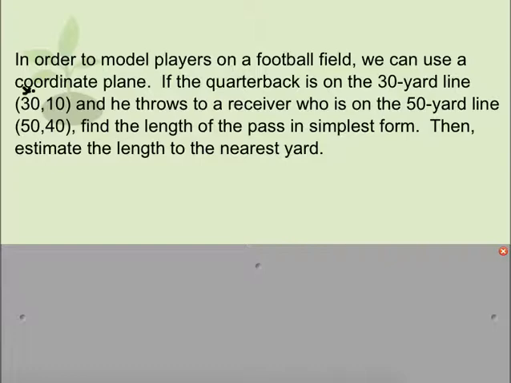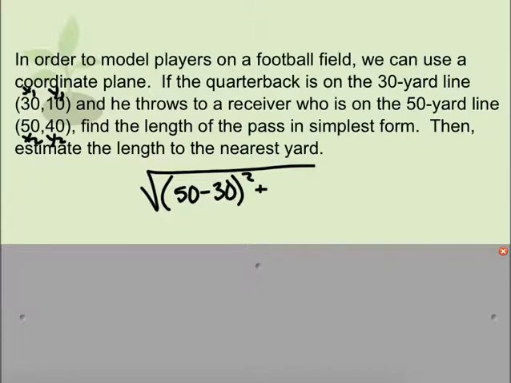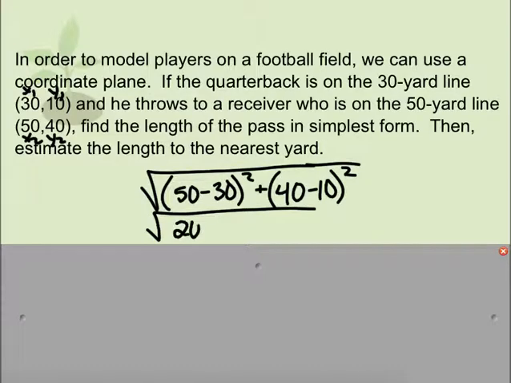So if I have x1, y1, x2, y2, I plug it into my distance formula to say, all right, x2 minus x1, so 50 minus 30, we're going to square that, plus 40 minus 10 squared. We start simplifying. We say we have 20 squared plus 30 squared equals the square root of 400 plus 900, which gives me 1300, okay, which we can put in simplest form.